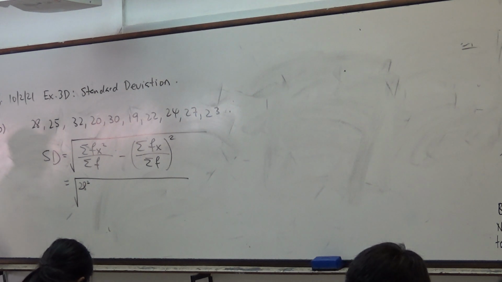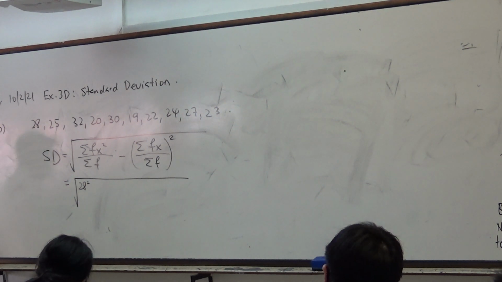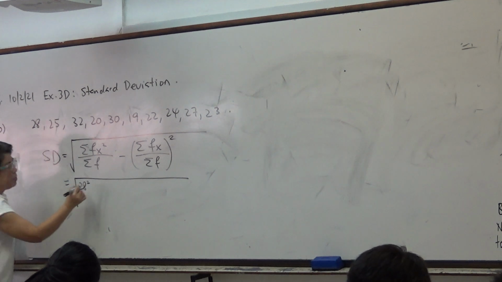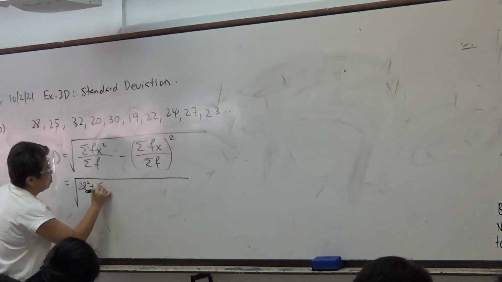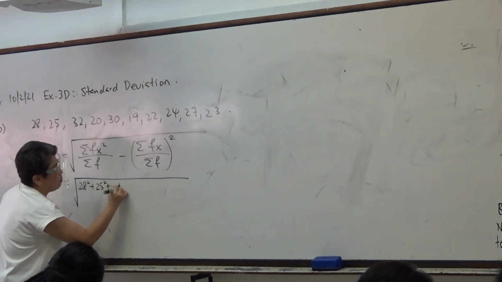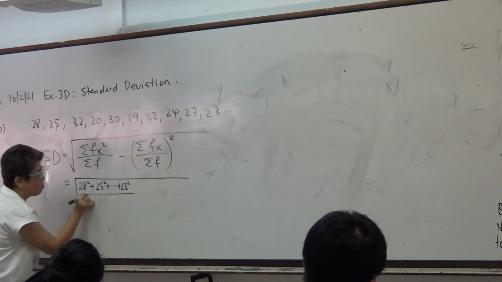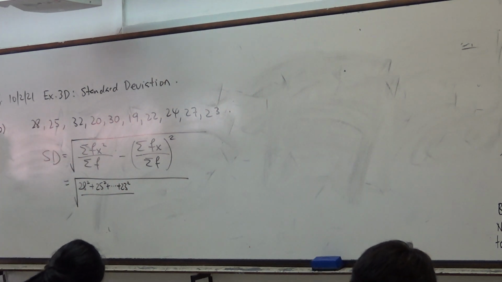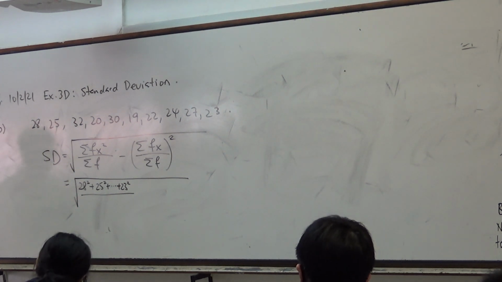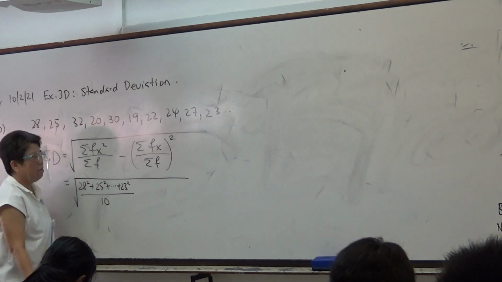Actually it's 1 times 28 square, right? But you want to write 1. So you see it's only 1 time. Then plus what? 25 square plus on the top plus until the last 23 square over. What's the total data? What's the total? 10. Good. Is that right?